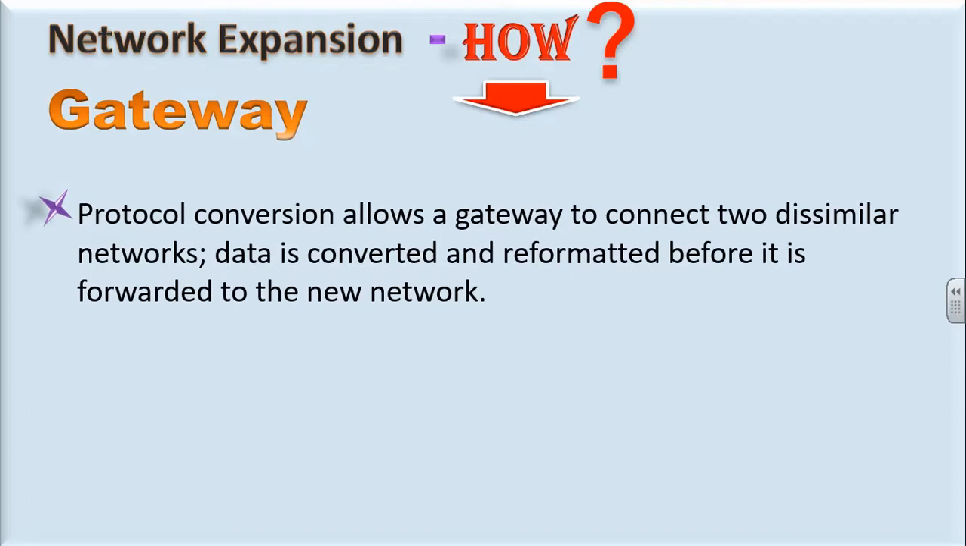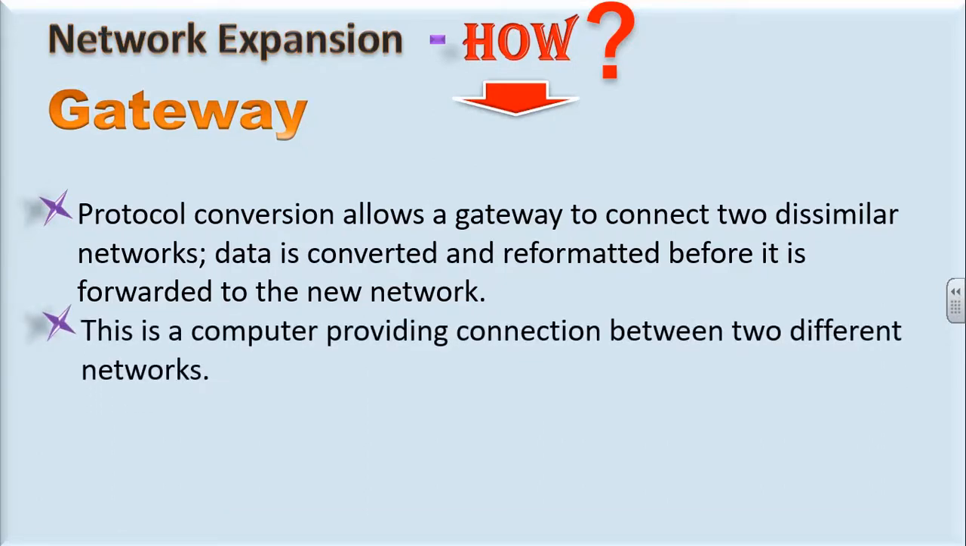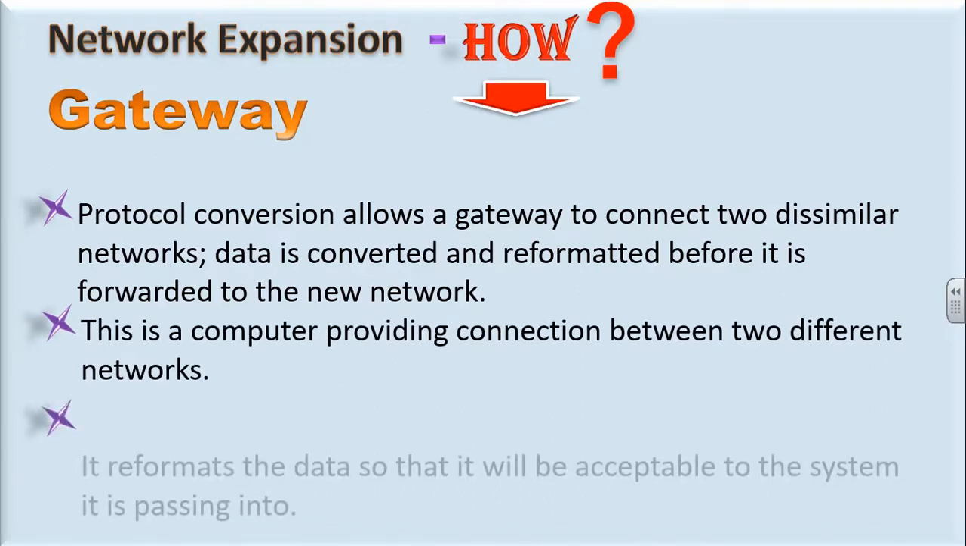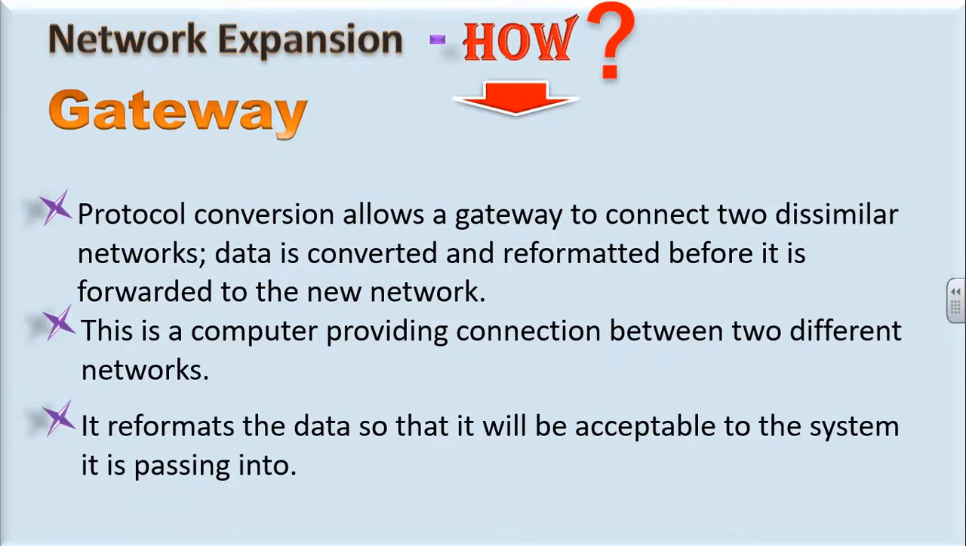Now, protocol conversion allows a gateway to connect two dissimilar networks. Data is converted and reformatted before it is forwarded to the new network. It means if two networks are using different protocols, then we need to have a gateway to connect those networks. This is a computer providing connection between two different networks. It reformats the data so that it will be acceptable to the system it is passing into.